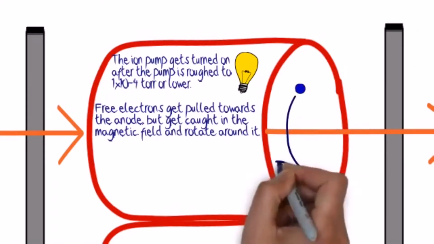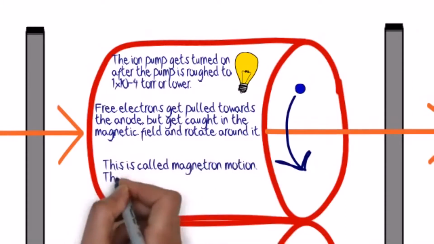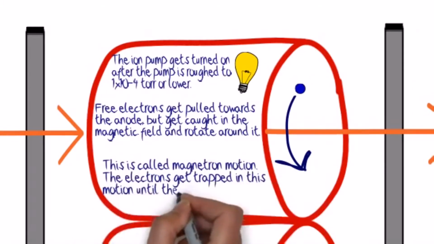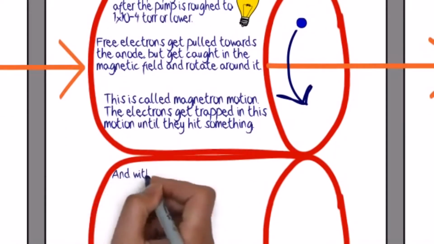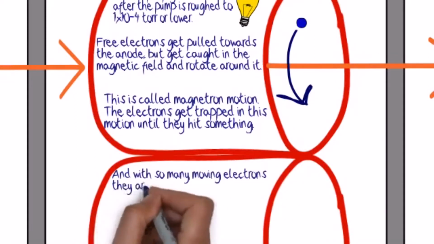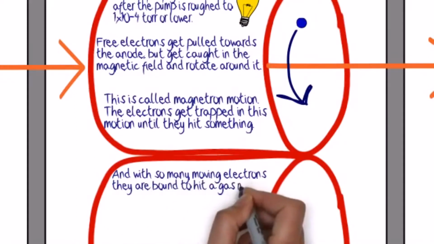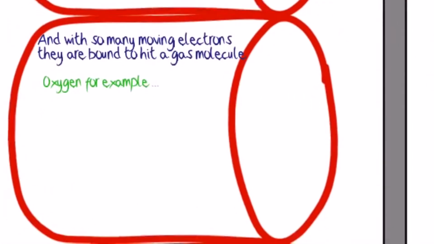Free electrons are going to get pulled towards that anode assembly. They are going to be caught in the magnetic field and rotate around it. This is actually called magnetron motion, and the electrons get trapped until they actually hit something like a gas molecule. And because there are so many electrons moving around in the electron cloud, they are bound to hit a molecule eventually.